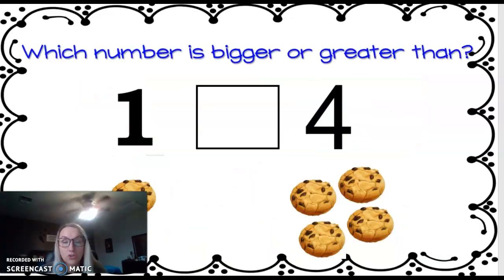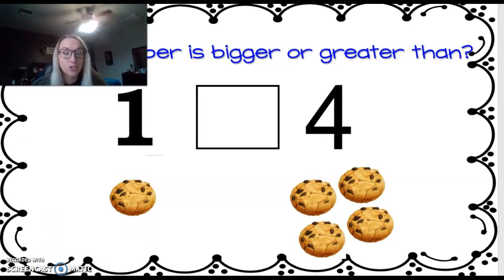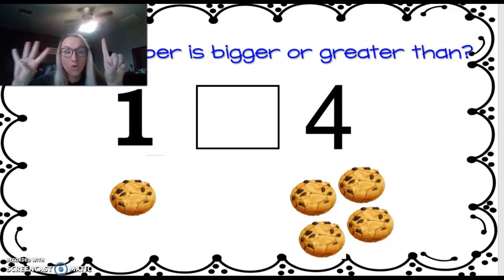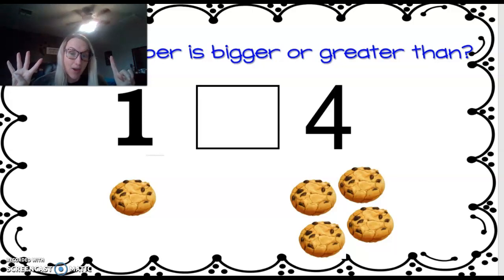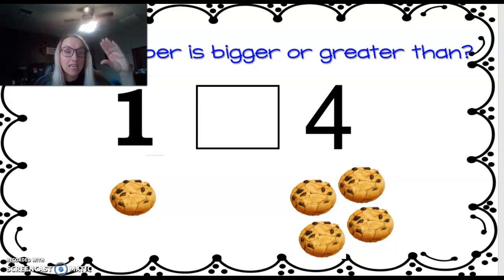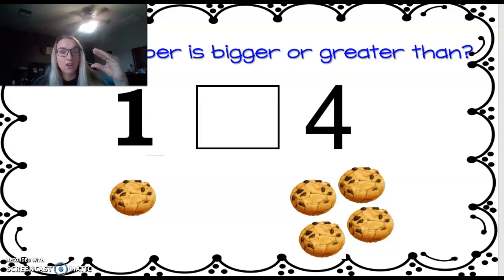If I were to show you these cookies on your screen, and I know my pictures are a little bit out of the way, but if I were to show you these numbers and these cookies, we have 1 cookie, we have 4 cookies. Which one is more or bigger or greater? Think about it. Now we want to eat that bigger number, right? So put your hand over there to the one that's bigger.